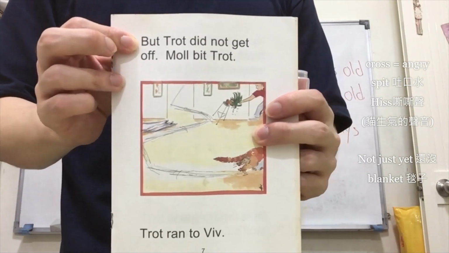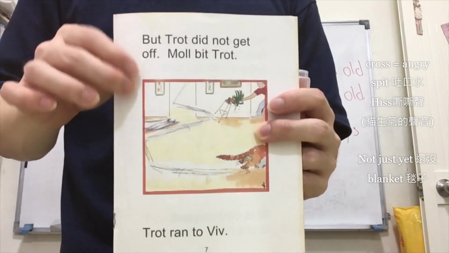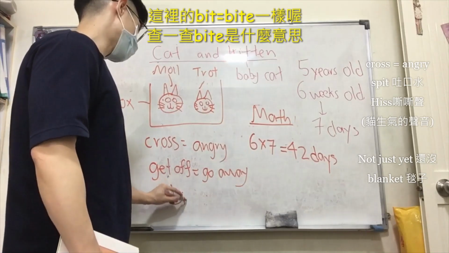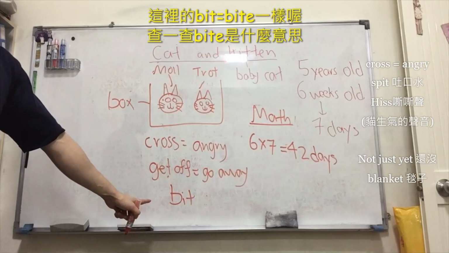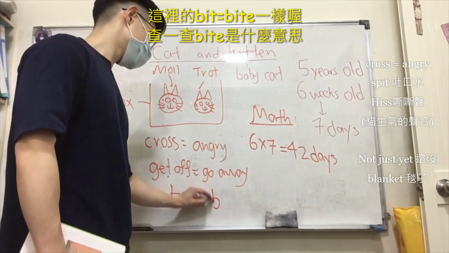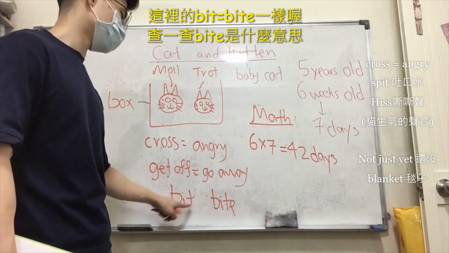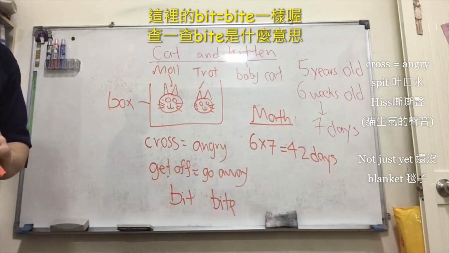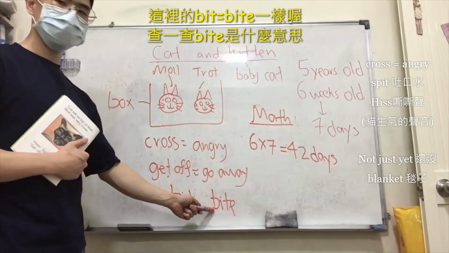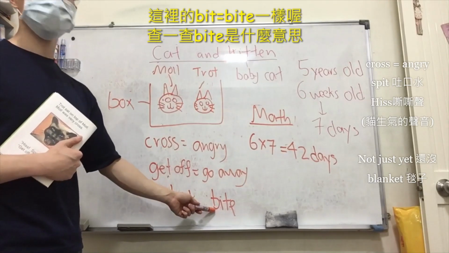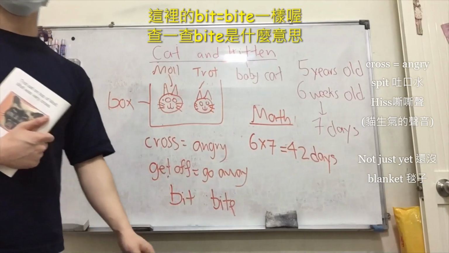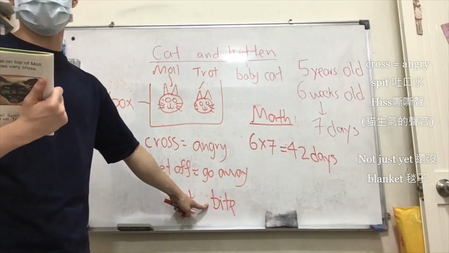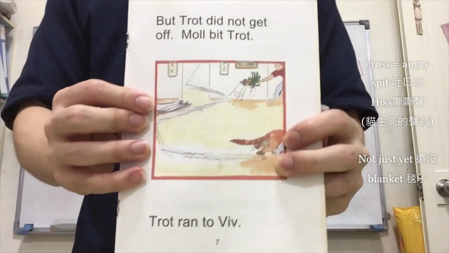So on the next page, we can see that Trot did not get away, did not get off, right? So Moll bit Trot. Trot ran to Viv. Okay, so the new word here is bit. B-I-T. Bit is the past tense of bite. So can you tell me what is bite? Alright. Okay, so I want you to go and Google this word yourself. Remember how I taught you? You can Google the word yourself, okay? So B-I-T-E, Google the word yourself and you will know what is the meaning, okay? So that'll be a little homework for you, so that you know what is the meaning of bite. So, Trot ran to Viv, right?